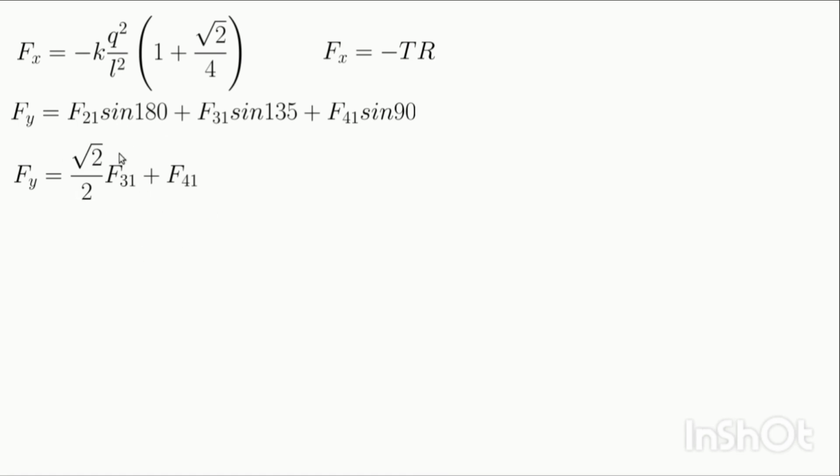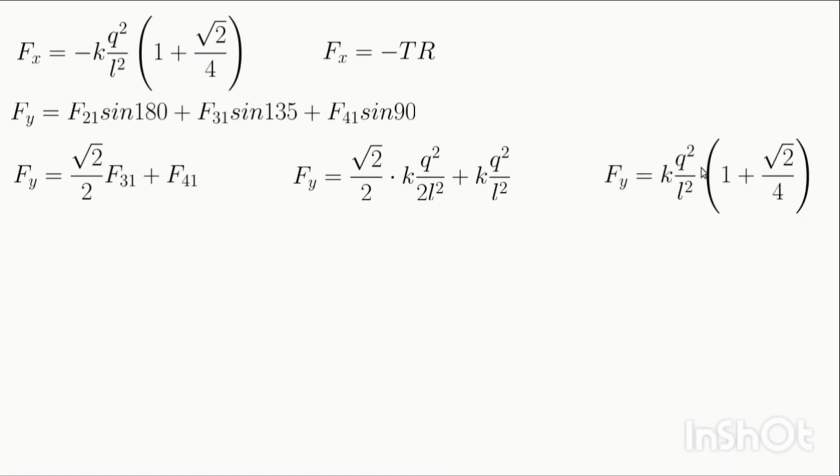Now if we recall our expressions for F31 and F41, we have Fy equal to this and this. And what is common? We have KQ squared over L squared in brackets, 1 plus, because here it will remain 1, here it becomes 2 times 2, which is 4, then root 2. Now remember that we said this part is T and this part is R. So our Fy will be TR.